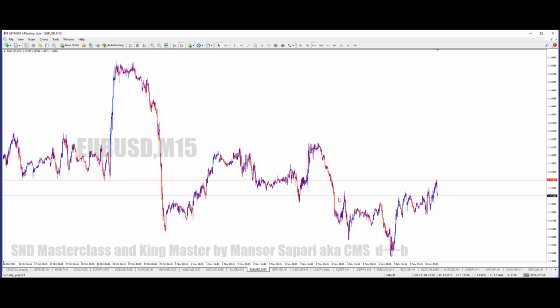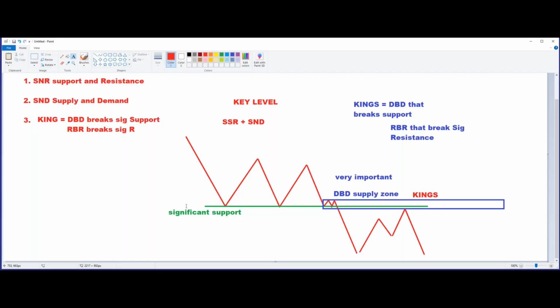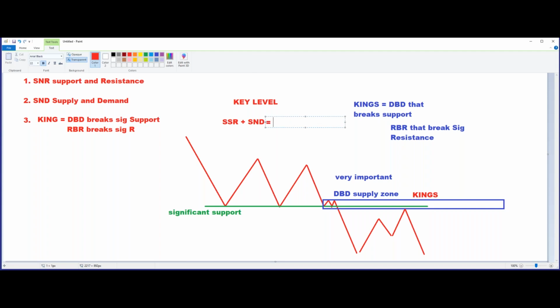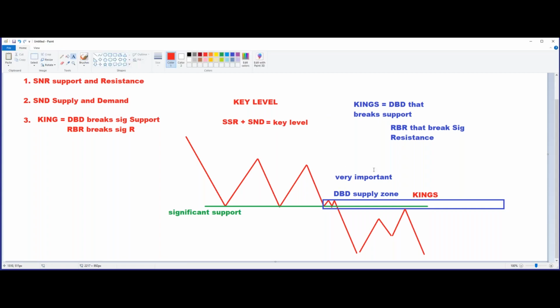So SSR plus SND is equal to KeyLevel. This is just KeyLevel. But the King is a supply zone, a drop-based drop that breaks significant support. There's a difference over there.